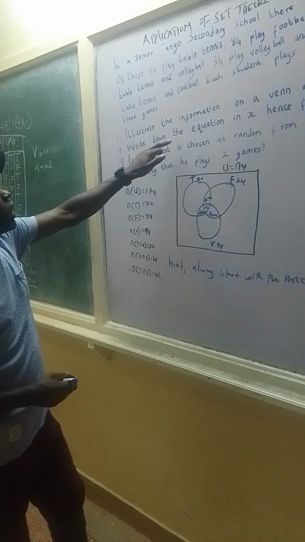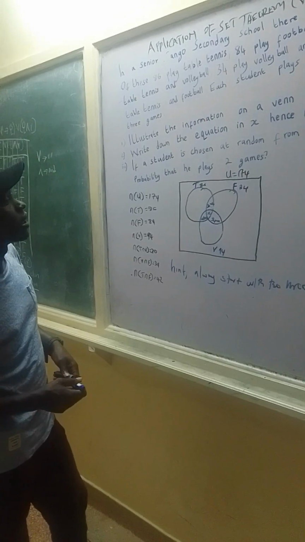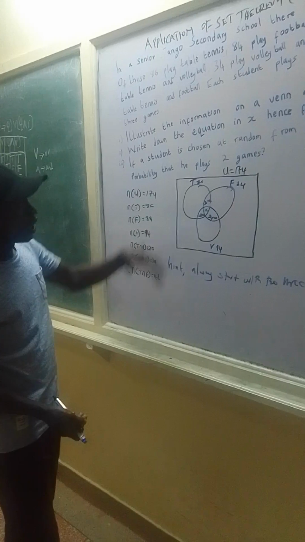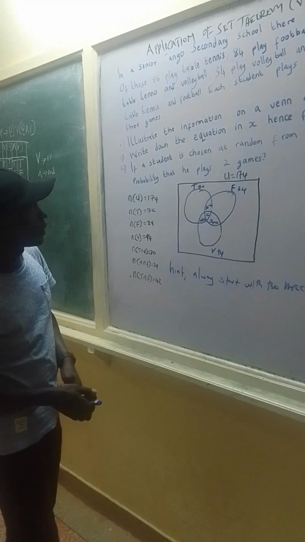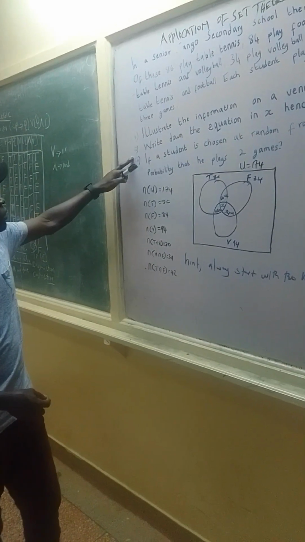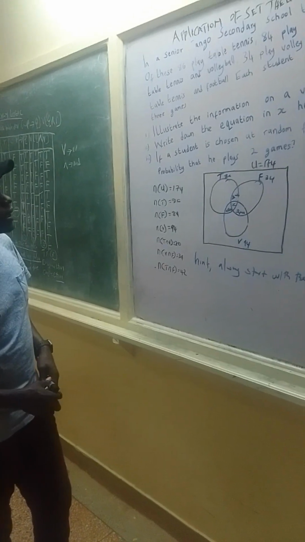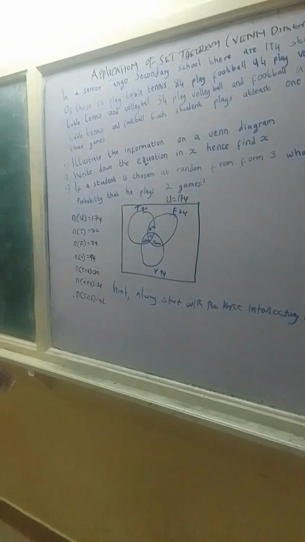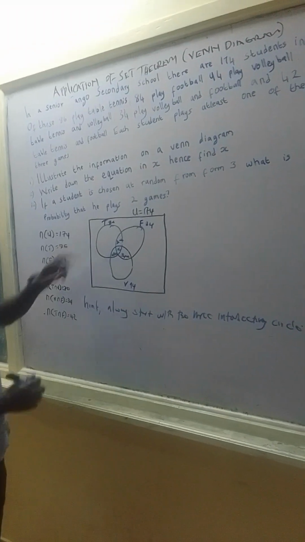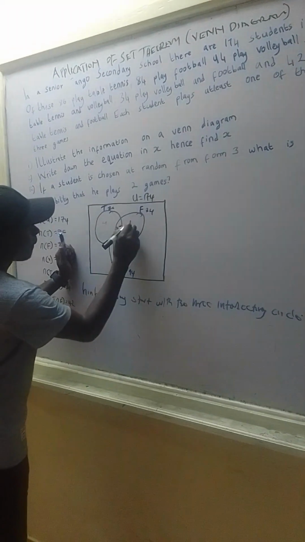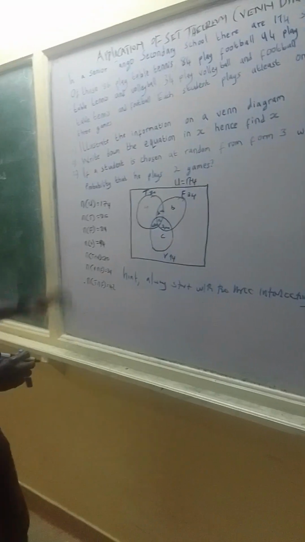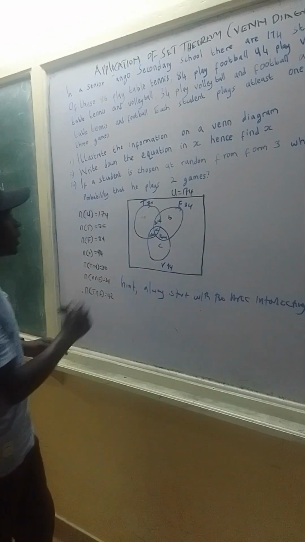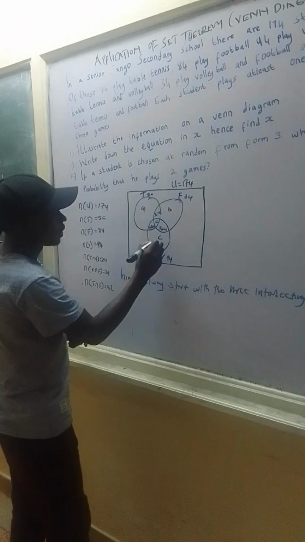So, write down the equation in x and hence find x. So Roman 1, illustrate the information on a Venn diagram. We have illustrated the information on a Venn diagram. So we go to Roman 2: write down the equation in x and hence find the value of x. I'm going to introduce constants here. Let me say A, B, C. I want to know the exact number of students who play table tennis.